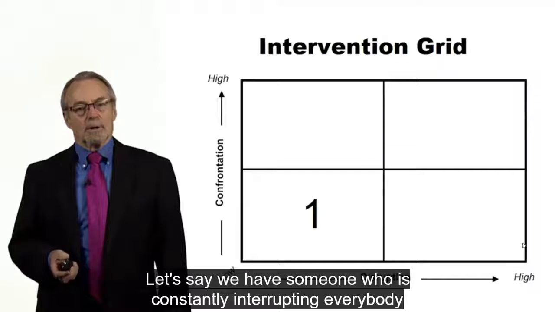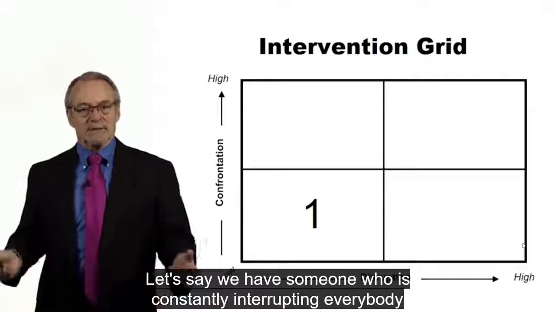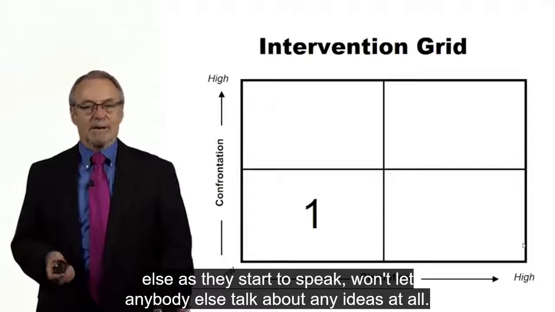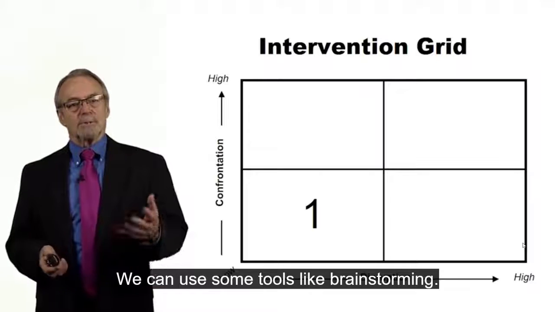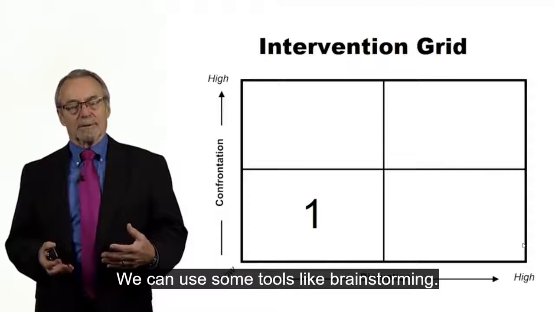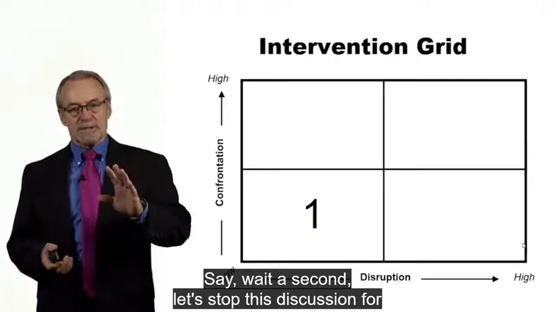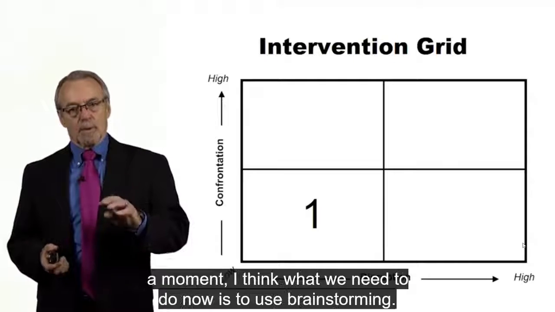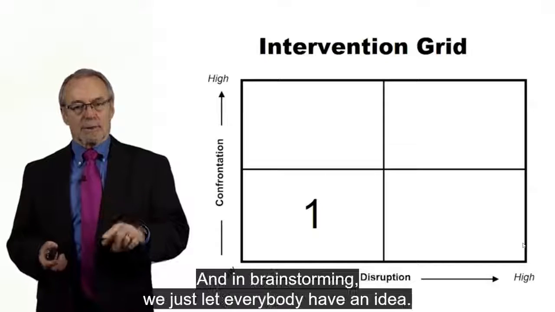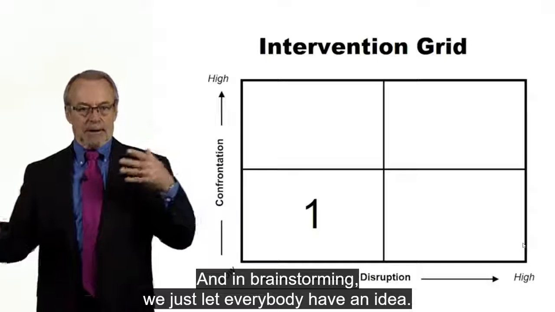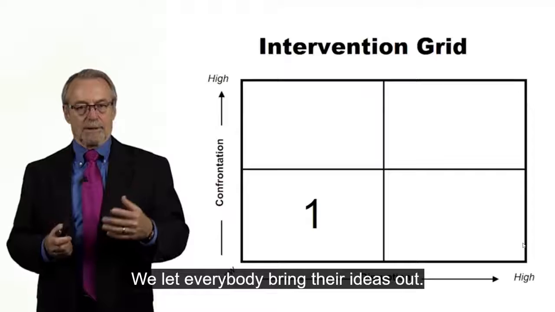Let's say we have someone who is constantly interrupting everybody else as they start to speak. Won't let anybody else talk about any ideas at all. What's one thing we can do? We can use some tools like brainstorming. Say, wait a second, let's stop this discussion for a moment. I think what we need to do now is to use brainstorming. And in brainstorming, we just let everybody have an idea. We let everybody bring their ideas out.